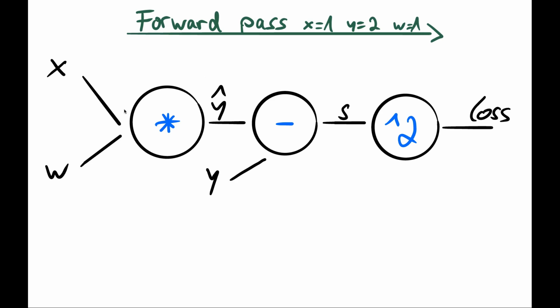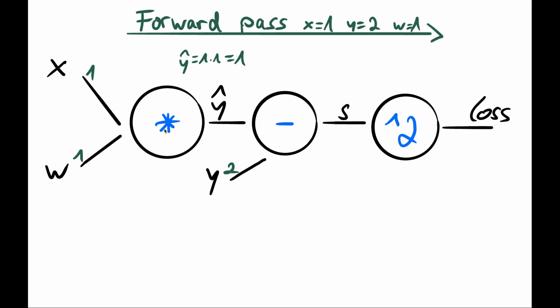So let's say we have x and y given. So x is 1 and y is 2 in the beginning. And so these are our training samples, and we initialize our weights. So let's say, for example, our w is 1 in the beginning. And then we do the forward pass.